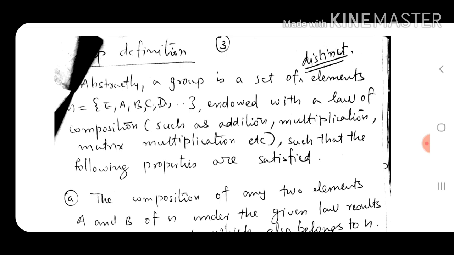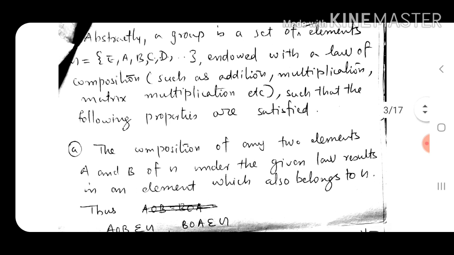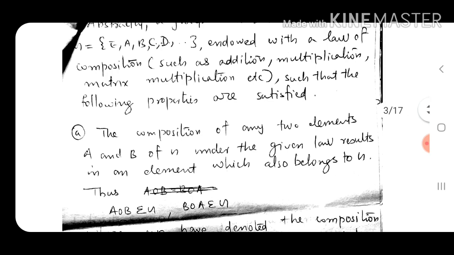So maybe it is addition, as in the case of the set of integers. It may be multiplication; in the case of the set of unitary matrices, we saw it is matrix multiplication. So some law of composition will be there related with the set. And that is not enough. It should satisfy four properties.